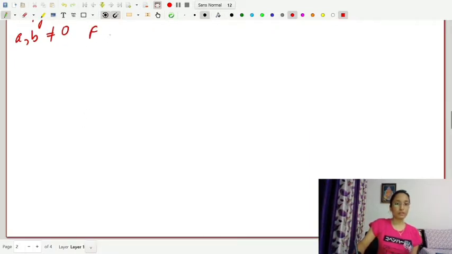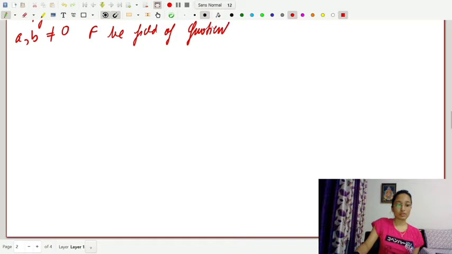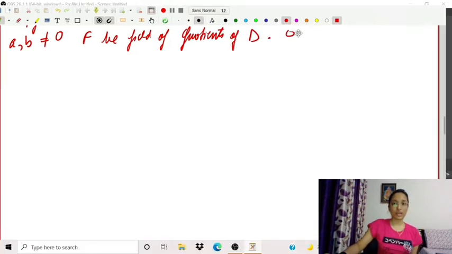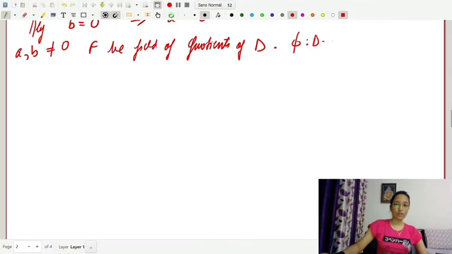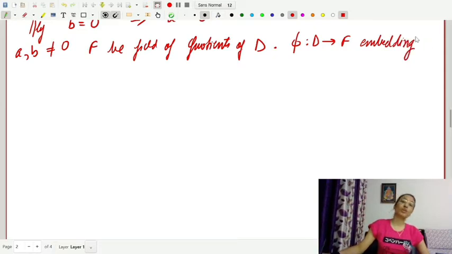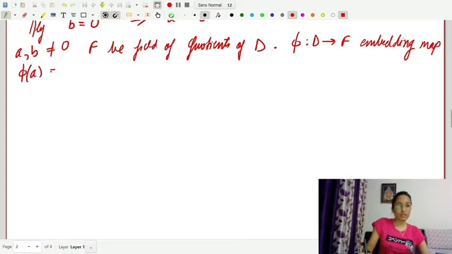F, the field of quotients of D, and let phi be a map from D to F, an embedding map, because we know any integral domain can be embedded into its field of quotients. Suppose phi of a is equal to a1 and phi of b is equal to b1.